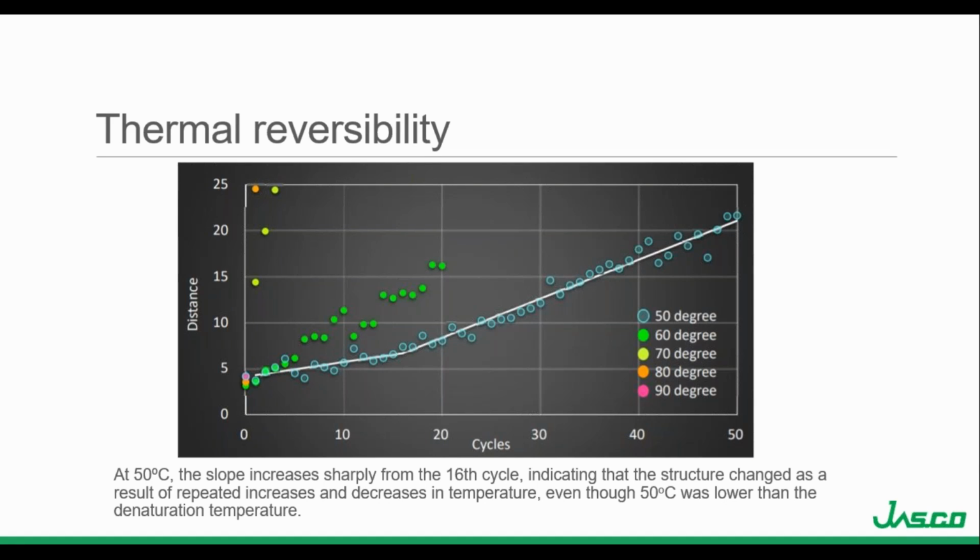We then quantified changes in the spectral scans to elucidate a better understanding of the changes in the protein structure. So this figure here shows the relationship between the number of temperature increase and decrease cycles and the spectral distance, or the Z-score. At 50 degrees, the slope increases sharply from the 16th cycle, indicating that the structure changed as a result of repeated increases and decreases in temperature, even though 50 degrees was lower than the denaturation temperature of 67.5. So this study illustrates the importance of checking how temperature affects the reversibility of antibody structure when manufacturing modified antibodies.